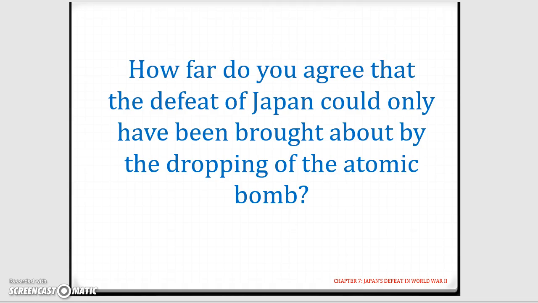How far do you agree that the defeat of Japan could only have been brought about by the dropping of the atomic bomb? And there you have the very first reason for the defeat of Japan, and that is the dropping of the atomic bombs. So as we go along, you would realize that Japan was only defeated with the dropping of the atomic bombs. So all other reasons might actually be sub-reasons that build up to the dropping of the atomic bomb. You can look at it that way, but we will go along the chapter and try to understand and make sense of everything.